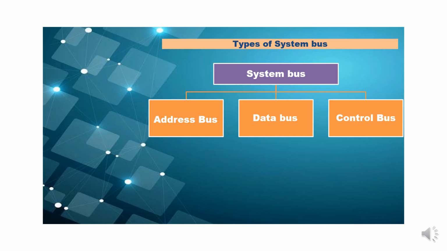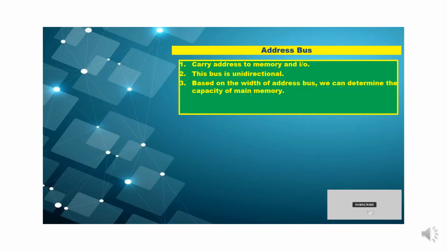There are three types of system bus, that is address bus, data bus and control bus. Starting with the address bus: what is the function of address bus? It carries addresses to memory and IO. These addresses are generated by the processor, and the address bus carries them to memory and IO.